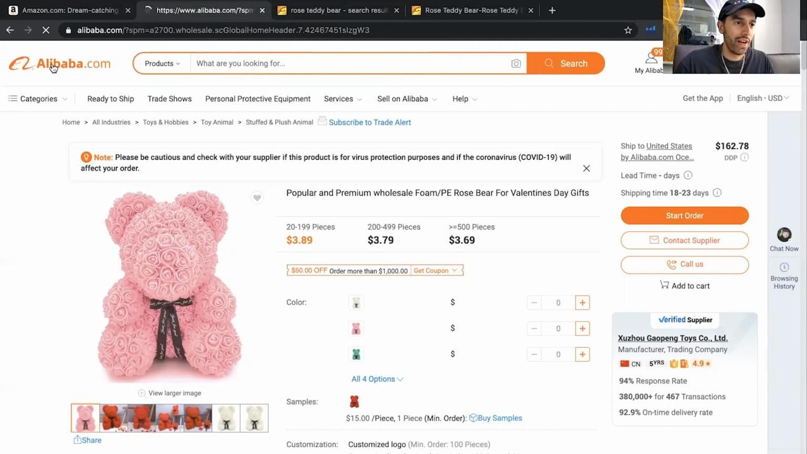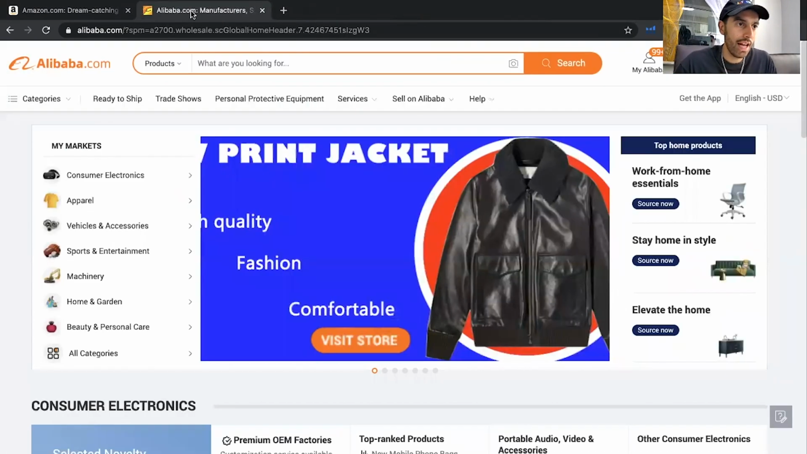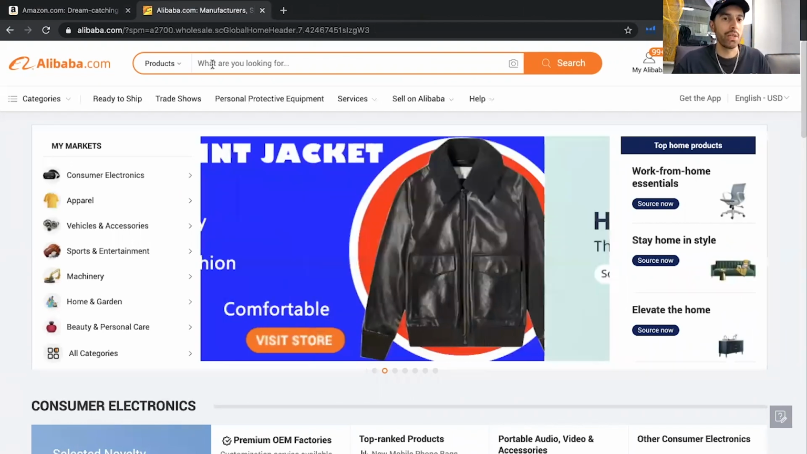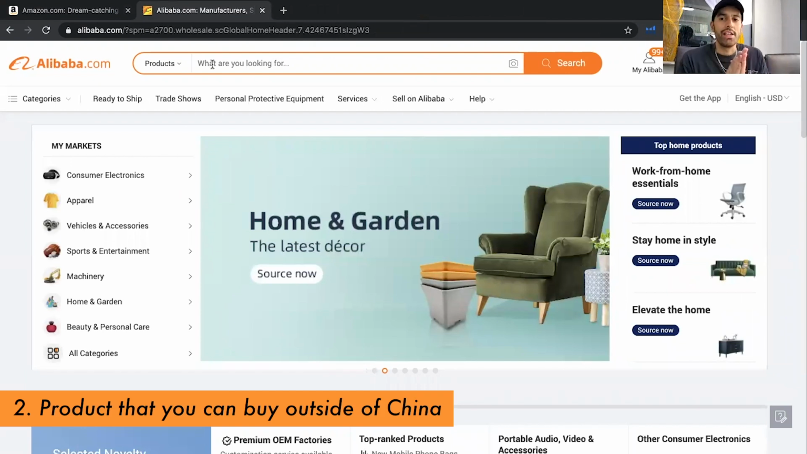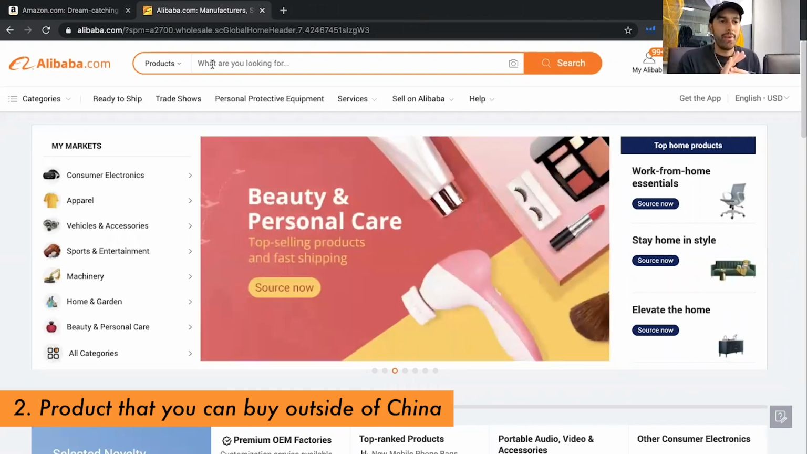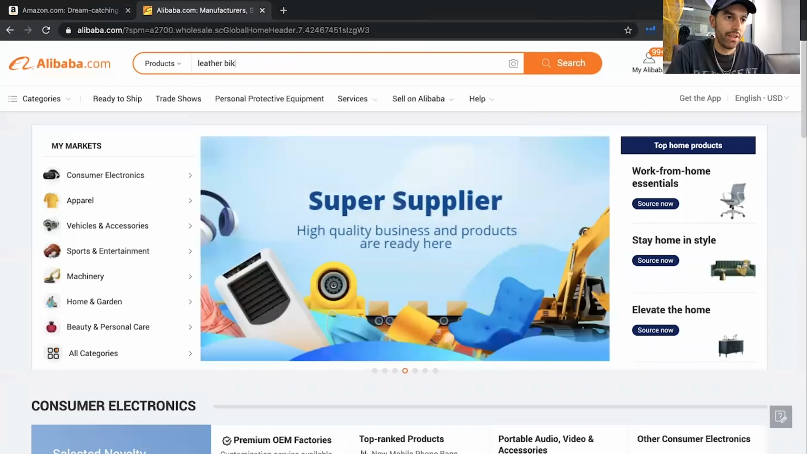And for product two, let's just start on Alibaba.com. And let's think of a product that we want to do which we can buy outside of China as well. So I would say leather biker jacket for men.